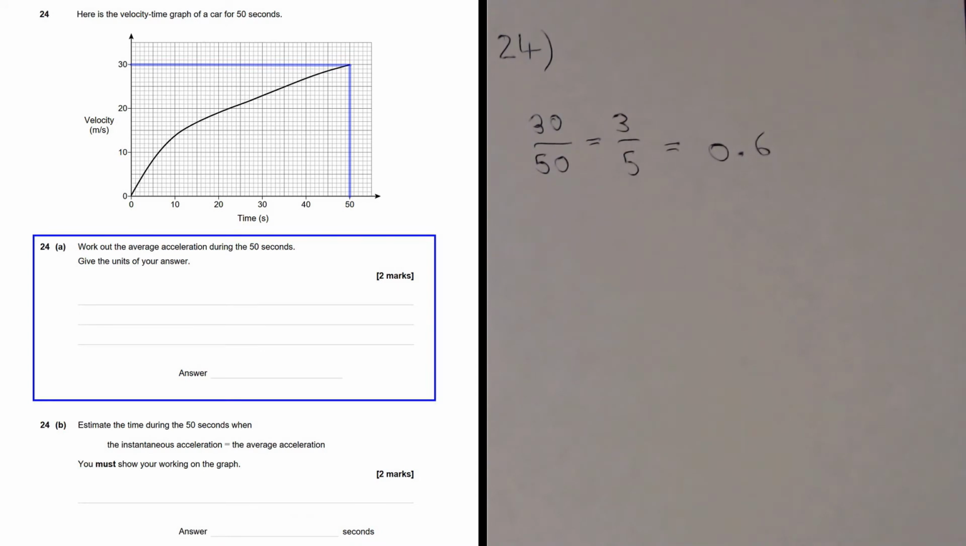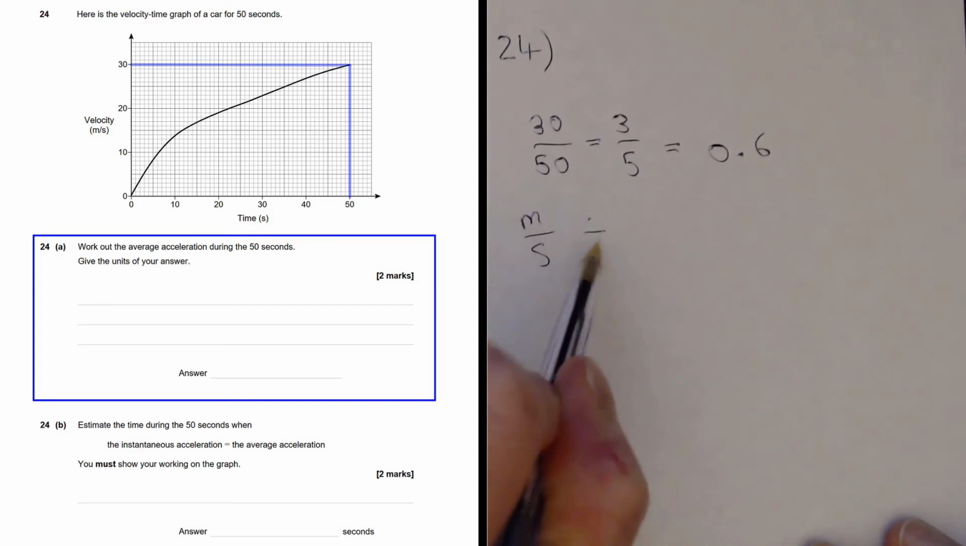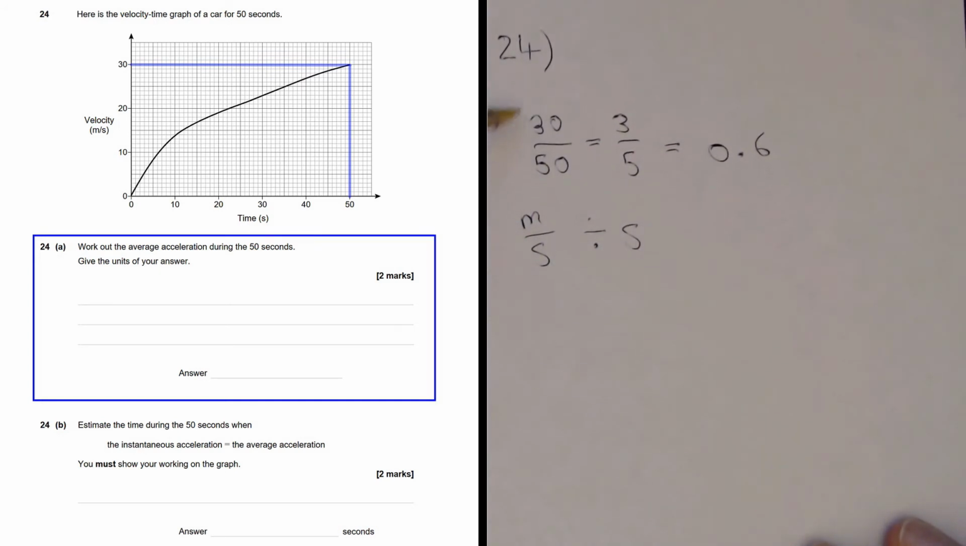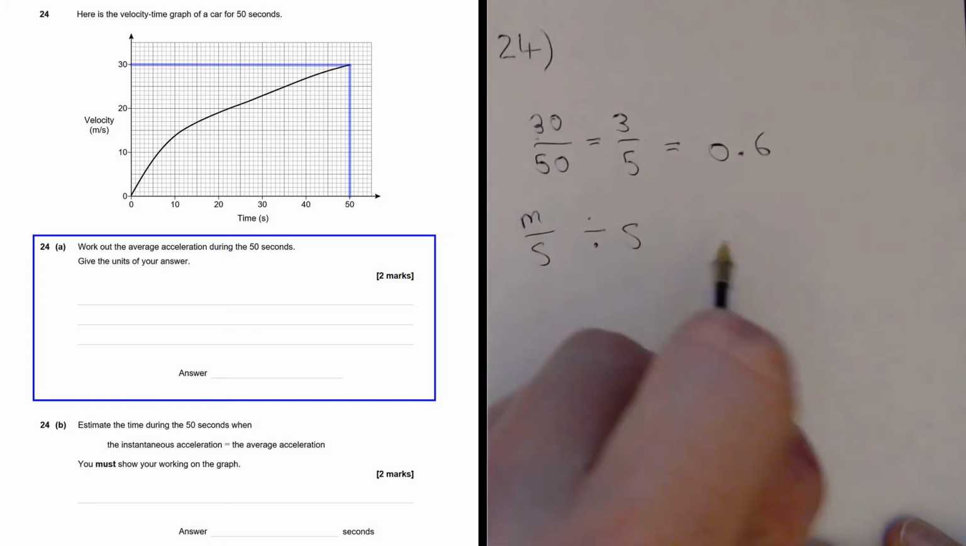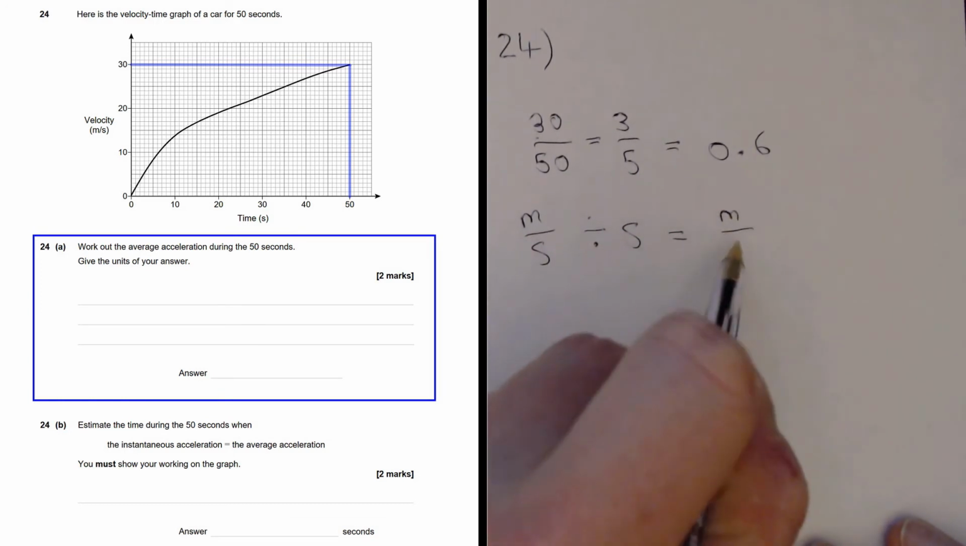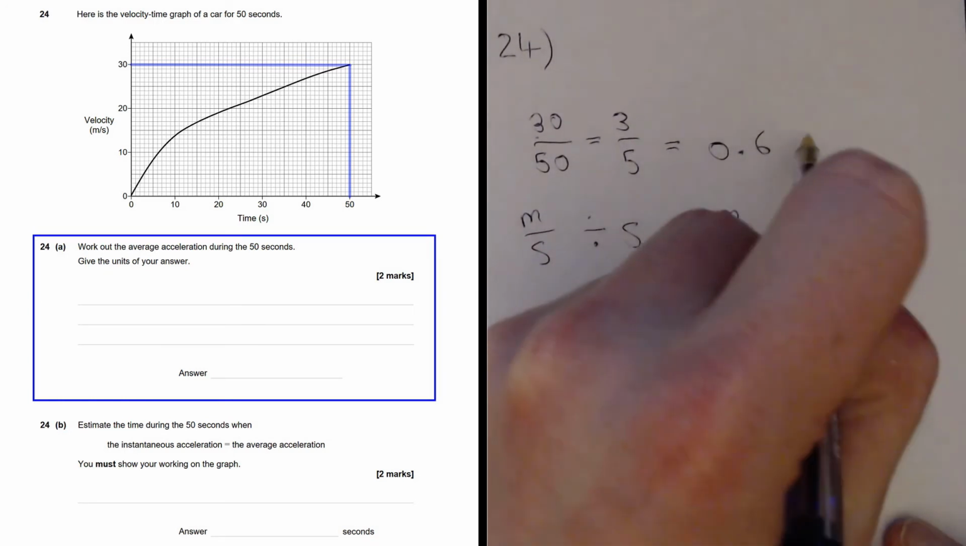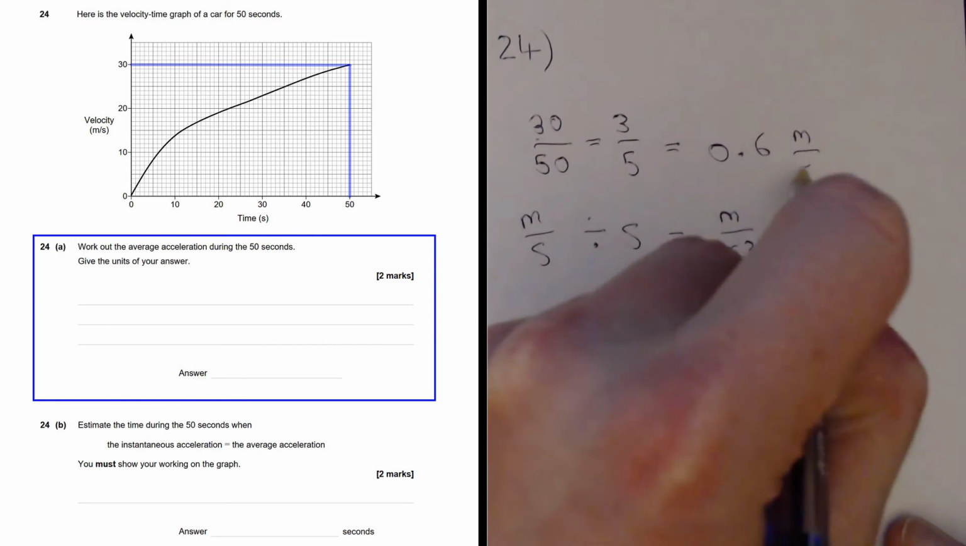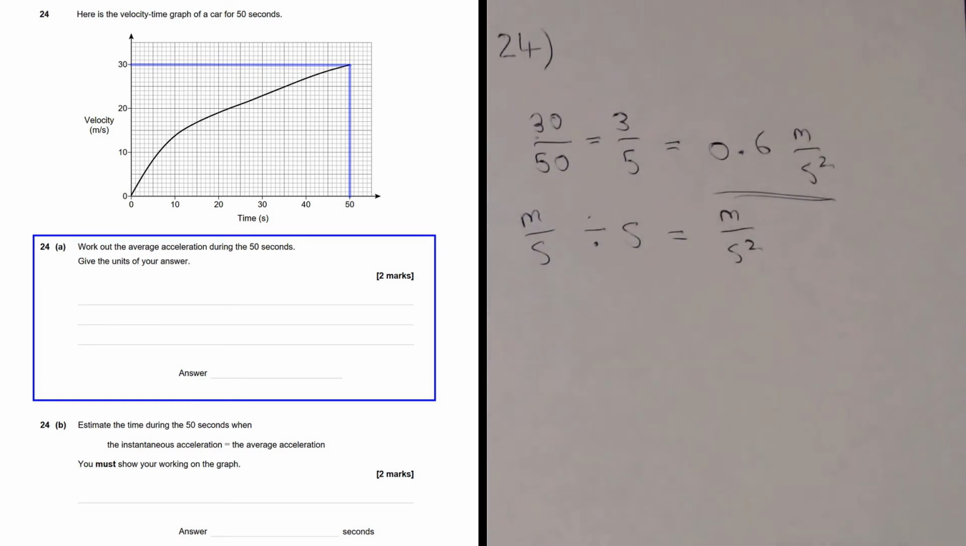But what are the units for this? Well, essentially we've done metres per second, so metres per second divided by seconds, because our 30 is in metres per second, and we divided that by seconds. So the units are going to be metres per second squared. So the units we want here are metres per second squared, and that's the answer to part A.